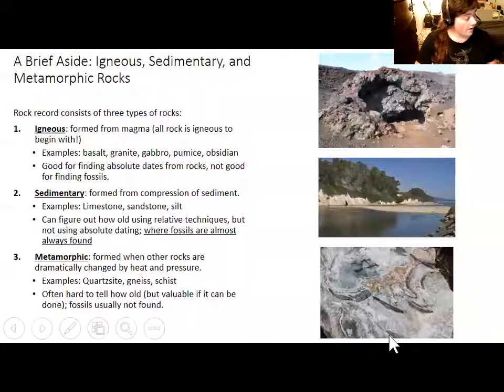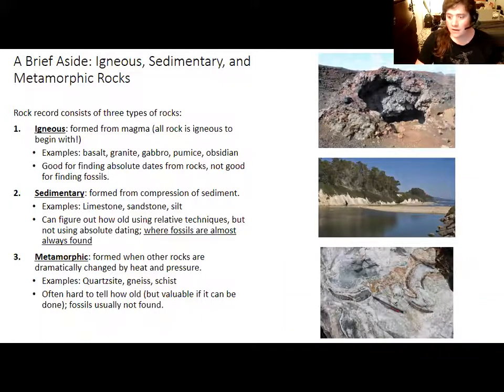So I say this is all defined by rocks, so let's talk a little bit about rocks. If you've taken geology, this will seem familiar, but if not, well, there's basically three types of rock. Igneous rocks are rocks formed from magma, and really all rock is igneous to begin with. The igneous rock includes the ocean rocks that are formed at spreading centers. Those were formed from a volcano.